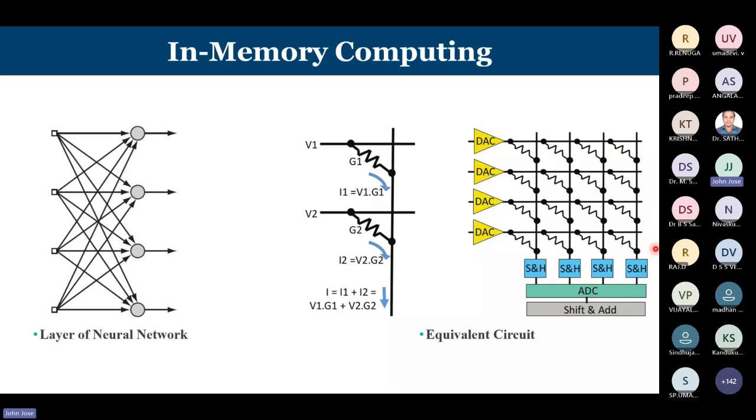Sir, excuse me. In this, the memristor value has to be changed. Is it possible to change the memristor value? Because normally we used to change the weight, isn't it, sir? The weight has to be updated. Is it possible to change the value of this memristor? Very good question.